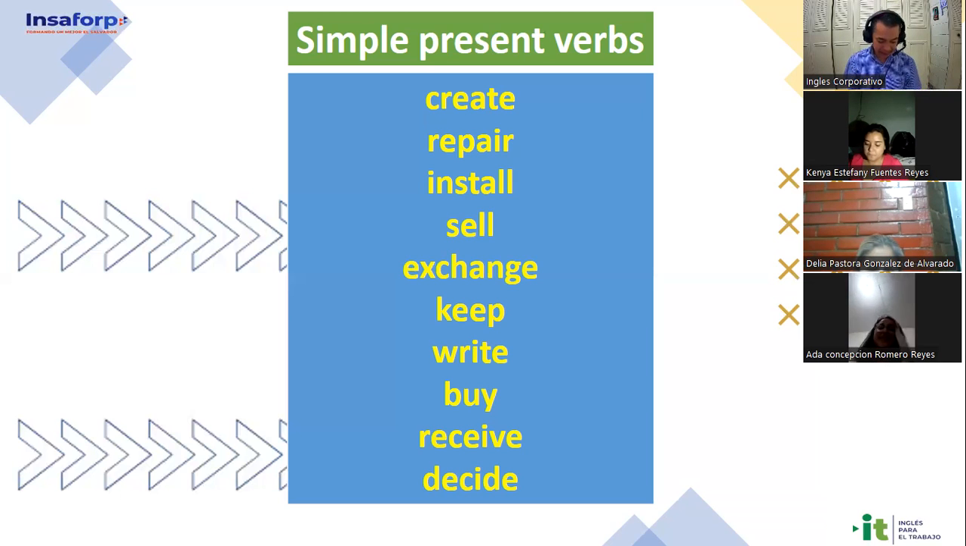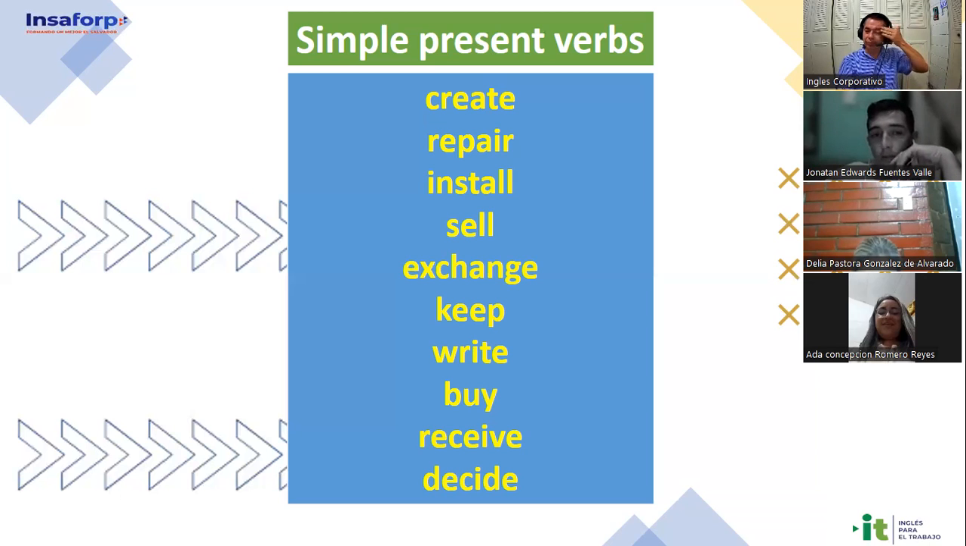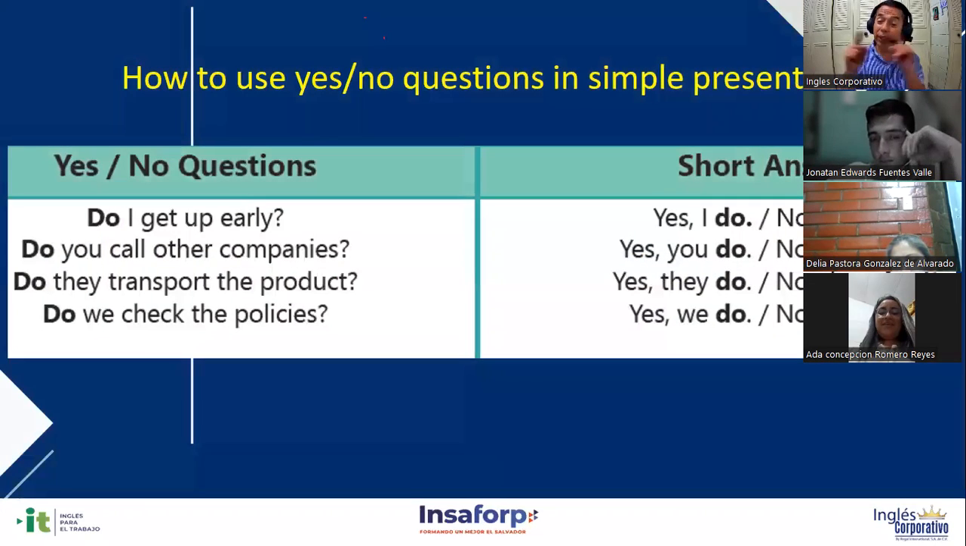Sell. Jonathan, please sell. Affirmative or negative? She sells. She sells on the TV, right? Nice. Excellent, right? So notice that these are, thank you, Jonathan, these are actions. And we can use these verbs in affirmative or negative, right? But today we are going to learn how to use them in questions.